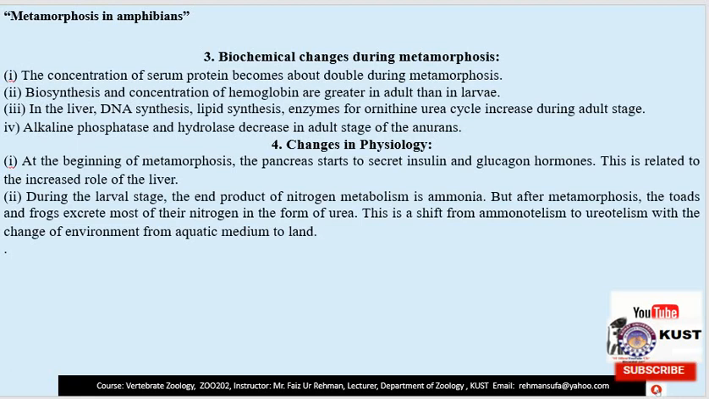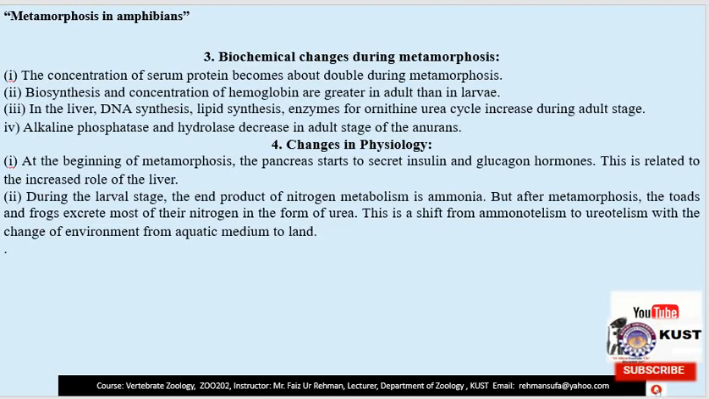What are the changes that occur in physiology? At the beginning of metamorphosis, the pancreas starts to secrete insulin and glucagon. This is related to the increased role of the liver during metamorphosis. During the larval stage, the end product of nitrogen metabolism is ammonia. But after metamorphosis, the toad and frog excrete most of their nitrogen in the form of urea. This is a shift from ammonotelism to ureotelism with the change of environment from aquatic medium to land.